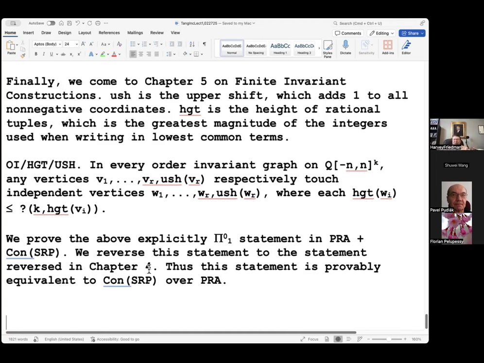In every ordered invariant graph, so here I use graphs. Now in this subject, which I call finite invariant constructions, I do prefer going to the intervals Q minus n, n. If I stick with minus 1, 1, the right endpoint would have the smallest height. If I stick with this, the height of the right endpoint is quite significant. The height of the right endpoint is n. Because I'm using heights, I really do care about whether it's minus 1, 1 or minus n, n. Okay, so in every order invariant graph on Q minus n, n to the k, any vertices, oh, I forgot to tell you what touch means.